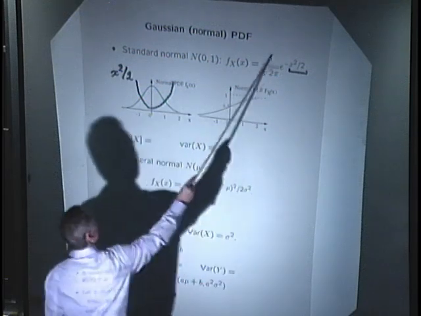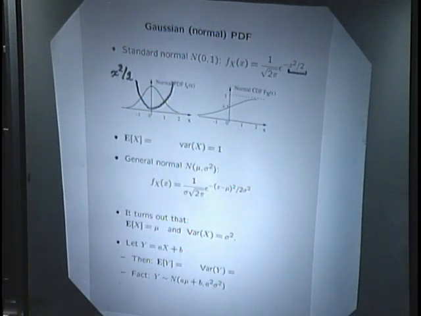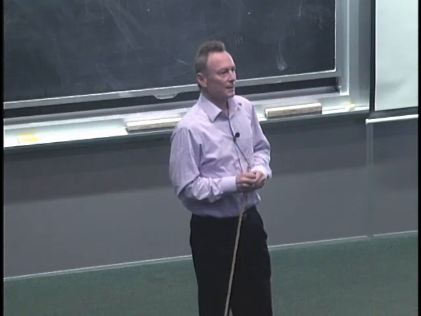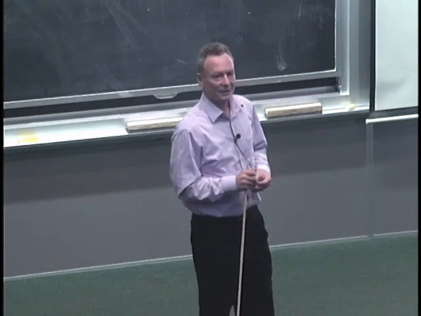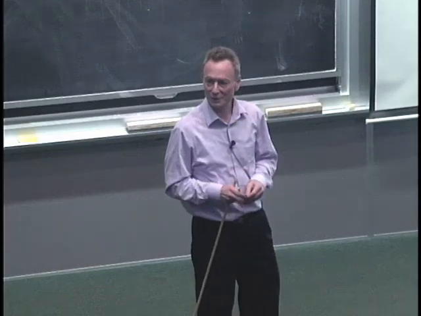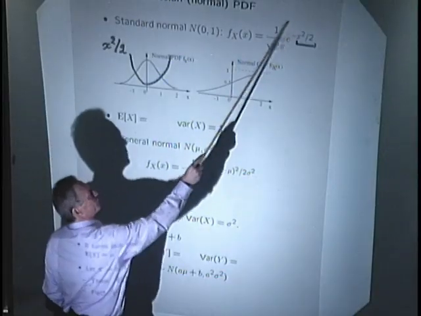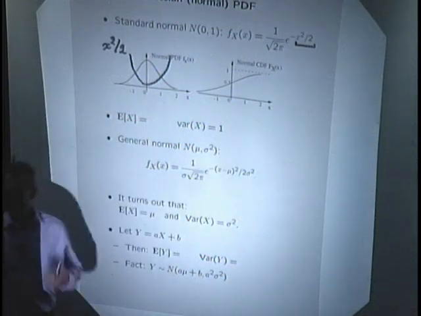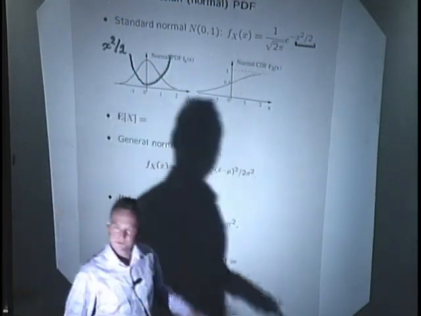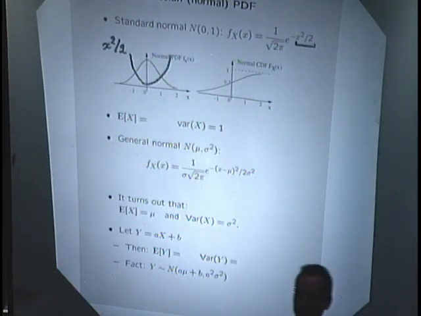How about this factor 1 over square root 2 pi? Where does this come from? Well, the integral has to be equal to 1. So you have to go and do your calculus exercise and find the integral of this e to the minus x squared over 2 function, and then figure out what constant you need to put in front so that the integral is equal to 1.